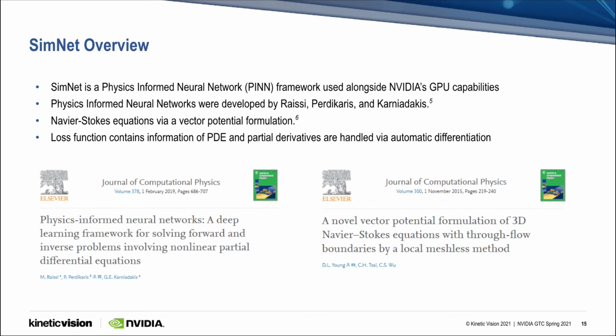So just to give an overview of SimNet, SimNet is a physics-informed neural network framework that's used alongside NVIDIA's GPU capabilities. Physics-informed neural networks were really, from a concrete standpoint, developed by Raissi, Perdikaris, and Karniadakis. In conjunction with that physics-informed neural network framework that's in SimNet is a novel vector potential formulation of the 3D Navier-Stokes equations detailed in the publication shown on the bottom right. One of the keys to actually taking this physics-informed neural network approach combined with this novel Navier-Stokes formulation is a loss function that incorporates the actual mathematics of the partial differential equation of interest and continuously treats their derivatives using something called automatic differentiation.